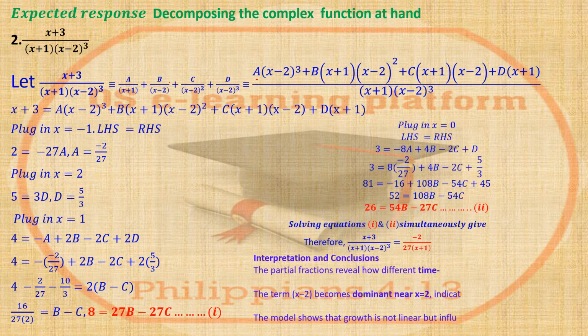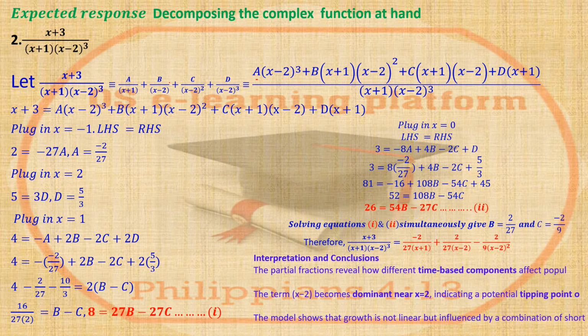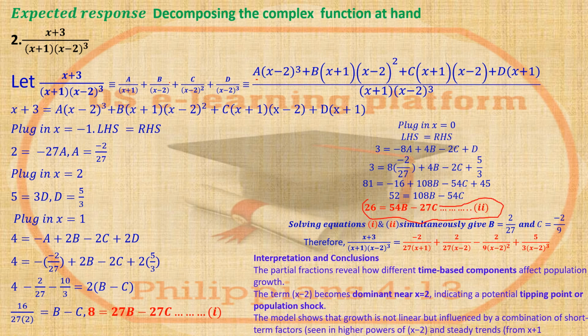Check here. Plugging in x equal to 0, I get a second linear equation. And this linear equation is 26 is equal to 54b minus 27c. So I have to solve these simultaneously, and guess what? We shall have our b as 2 over 27 and c as negative 2 over 9.